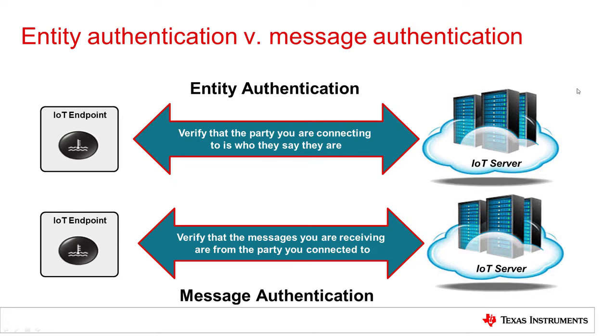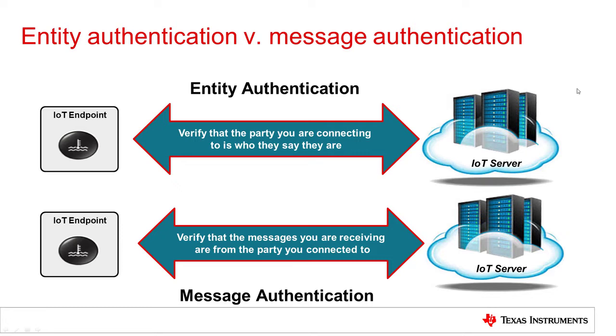Once you've established that you're talking to the correct party, there is still a risk that sometime during the conversation, an attacker might insert messages into the conversation that you would then assume were coming from the correct party. This is where message authentication comes in. With message authentication, you are checking that the actual message you received came from the party you connected to. In addition, message authentication will check the integrity of any message to deal with issues such as corruption due to transmission errors during the sending of the message.